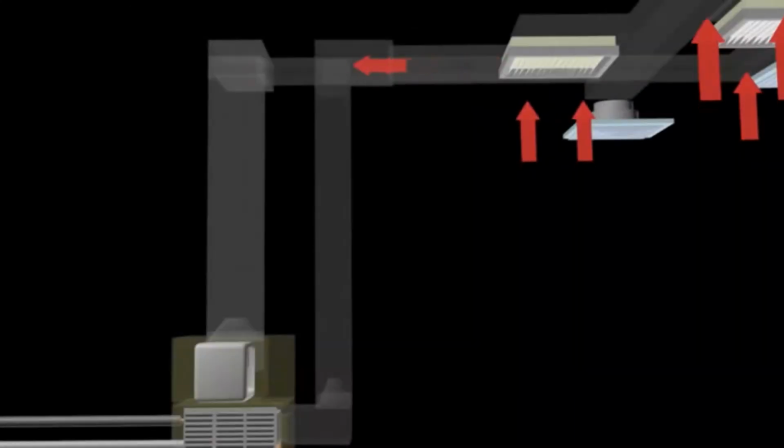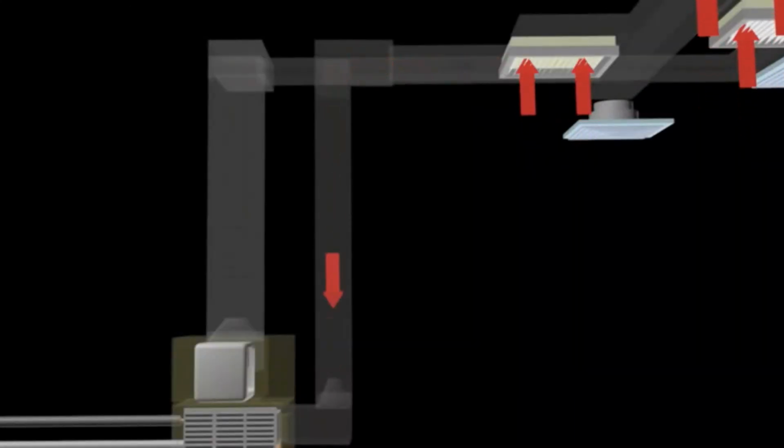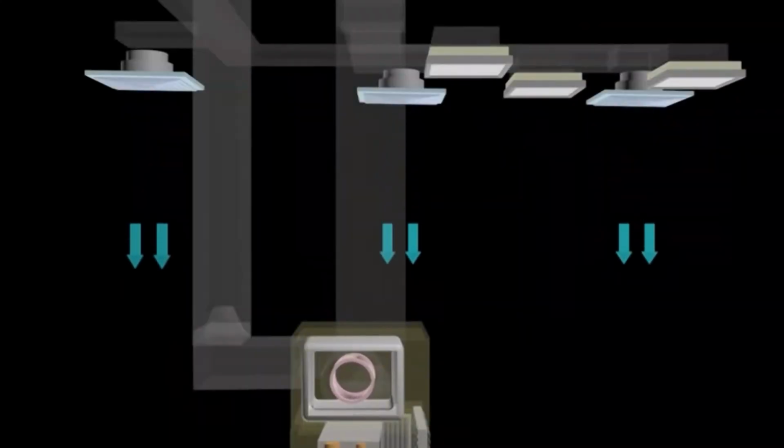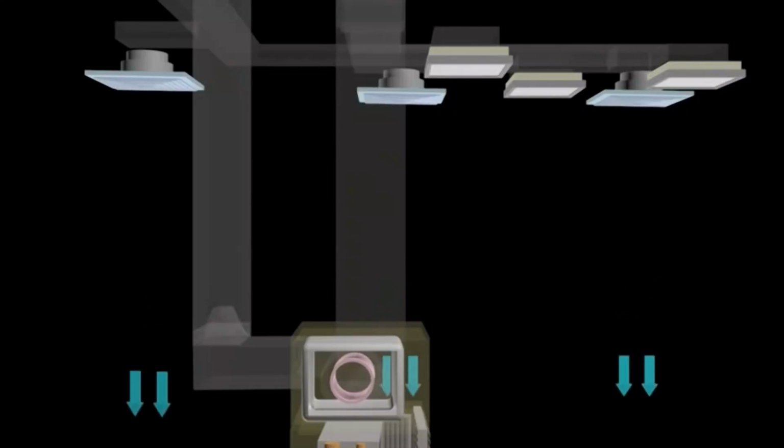Air returning to the air handling unit will pass through the filter before passing through a cooling coil and return back to the room. This is to ensure that the air returned into the room is in a clean condition.